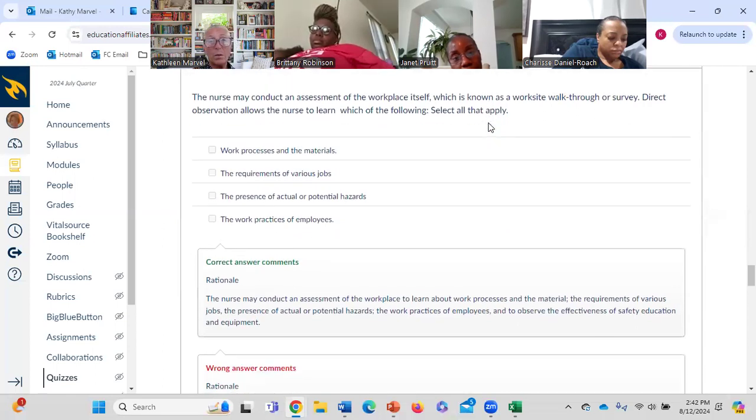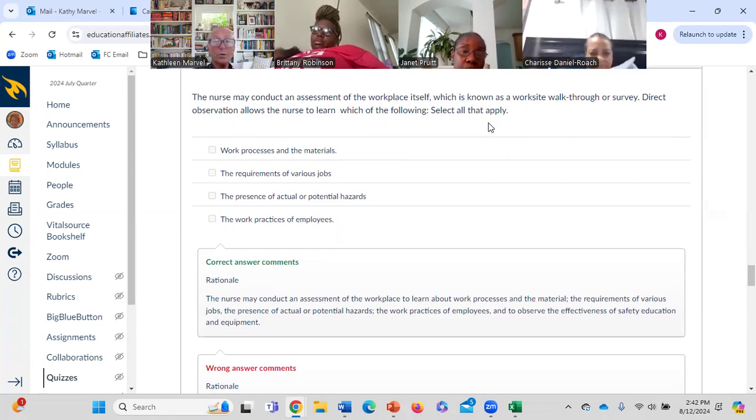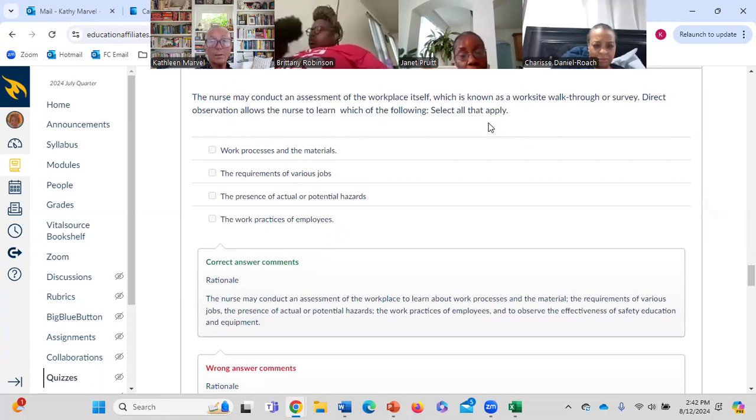Okay, this gets into occupational health. The nurse may conduct an assessment of the workplace, which is what occupational health is, working in a work setting. So the nurse may conduct an assessment of the workplace, which is known as a work site walkthrough, a work site assessment, or a work site survey. Direct observation allows the nurse to learn which of the following.